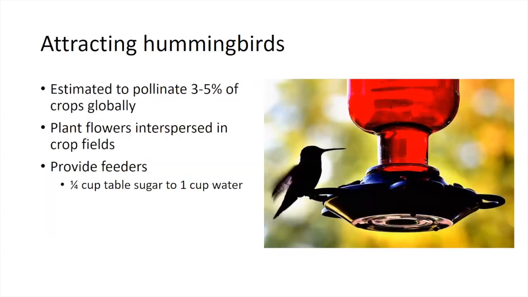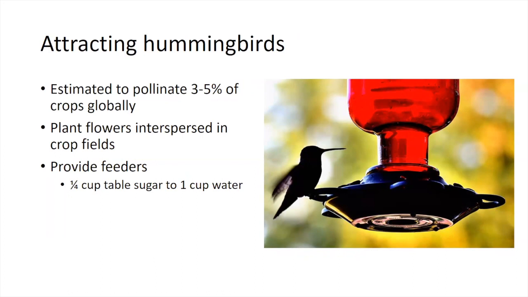Hummingbirds have been estimated to pollinate 3 to 5% of crops globally, and most of this information comes from the tropics, but it's quite likely that they're also pretty beneficial in your fields. And if you want to try to attract hummingbirds into the field to harness some of the pollination services, planting flowers in the same way that you would for pollinators, interspersed throughout the crops that are flowering throughout the season, is a good way to do that.